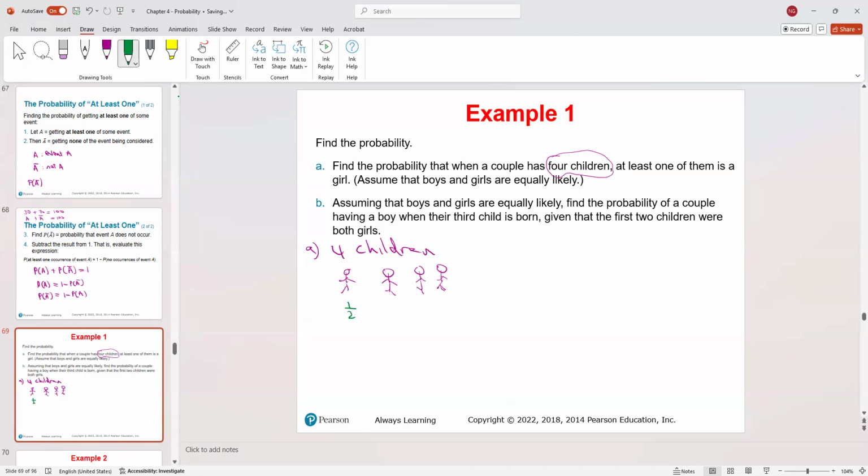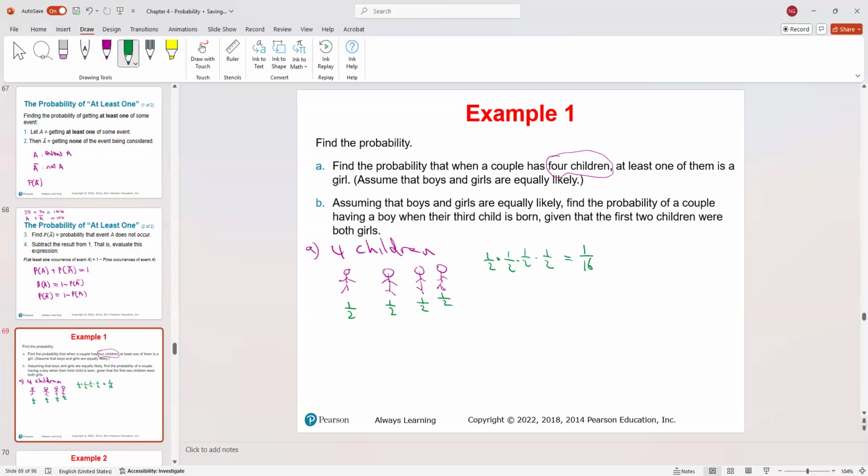Probability the second one is a girl, again, 1 out of 2. Probability the third one is a girl, 1 out of 2. Probability the fourth one is a girl, 1 out of 2. Now, remember the multiplication rule? You can take 1 out of 2 times 1 out of 2 times 1 out of 2 times 1 out of 2, and that would be what exactly? That would be 1 out of 16, if I understand pretty well.